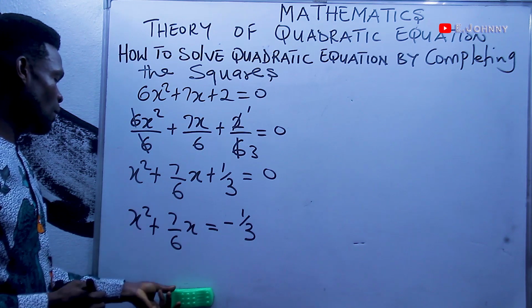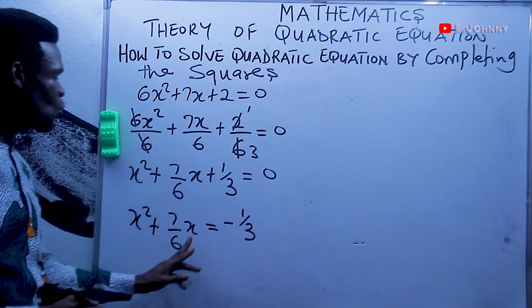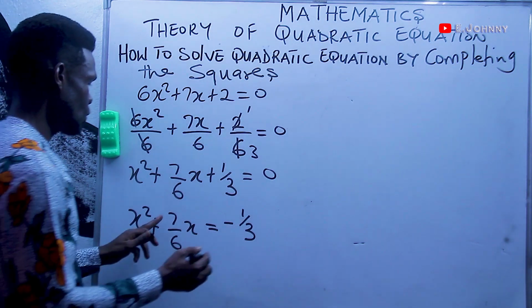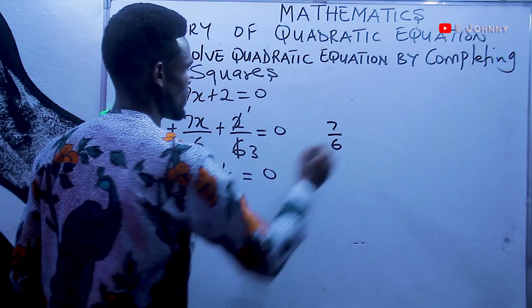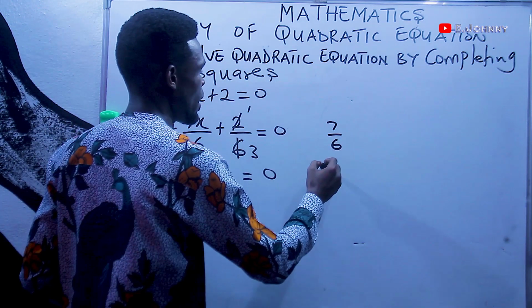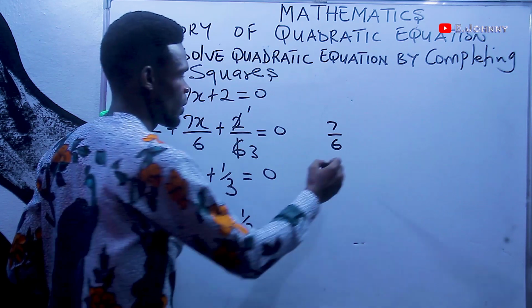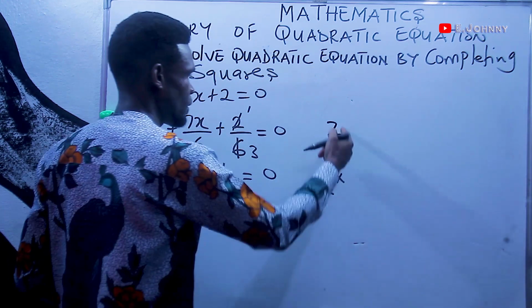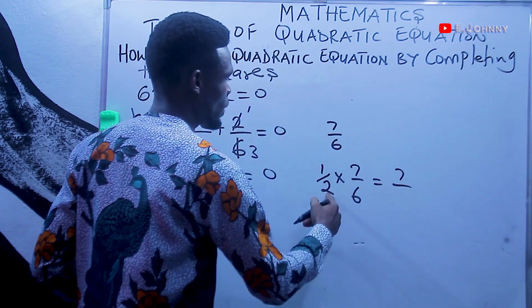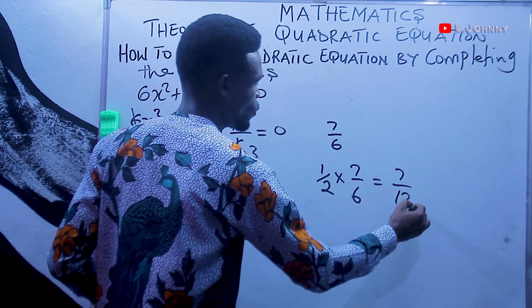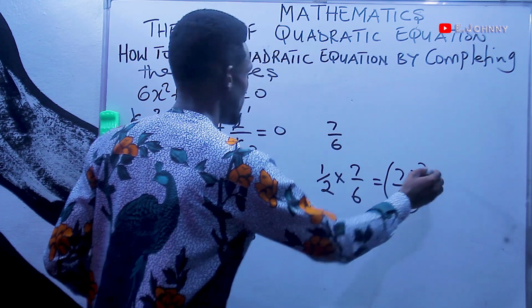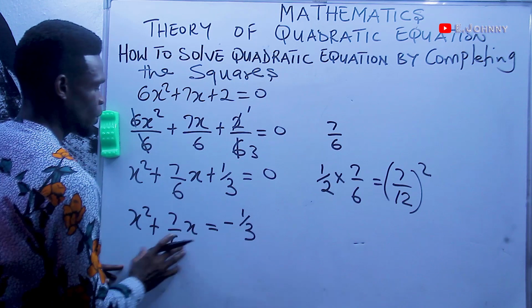Next step, what is the coefficient of x? 7/6. So look at it here, 7/6. What is half of 7/6? Half, that is 1 over 2, half of, which means times 7 over 6, which is 1 times 7, 7 over 2 times 6, 12. Then square it and add to both sides of this equation.